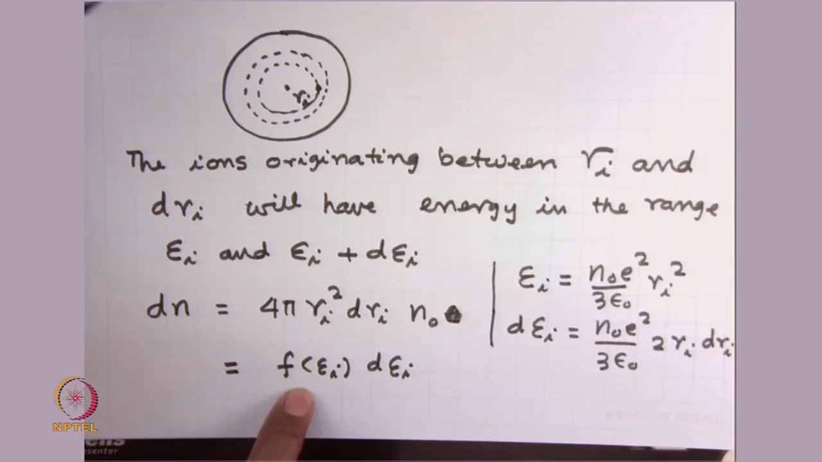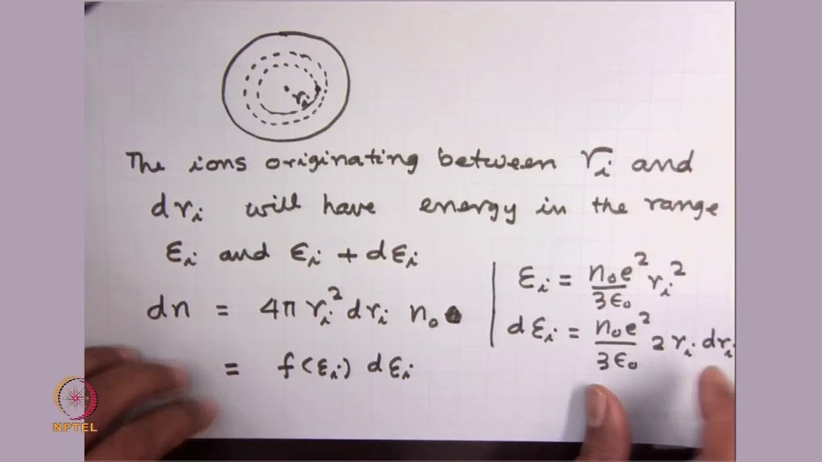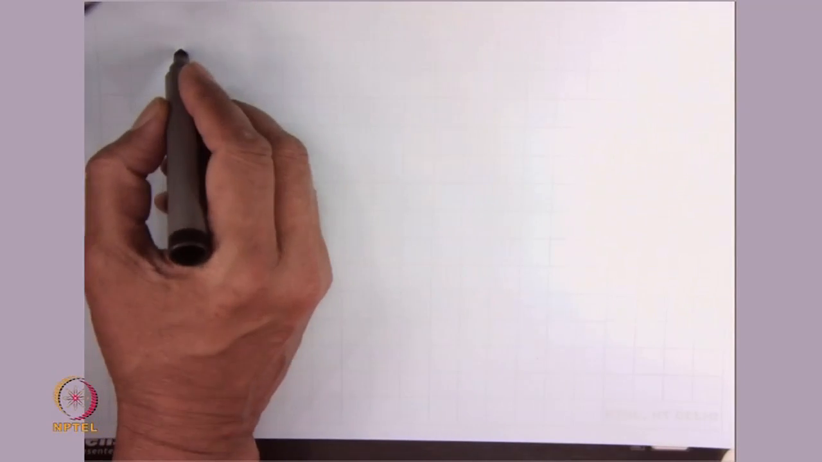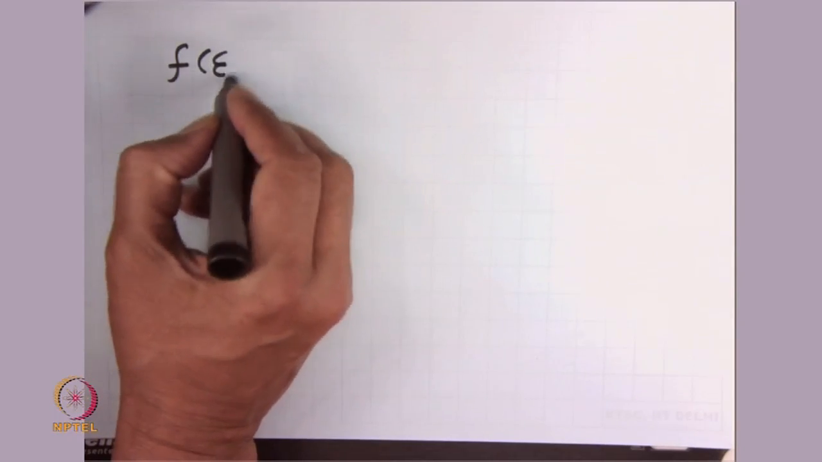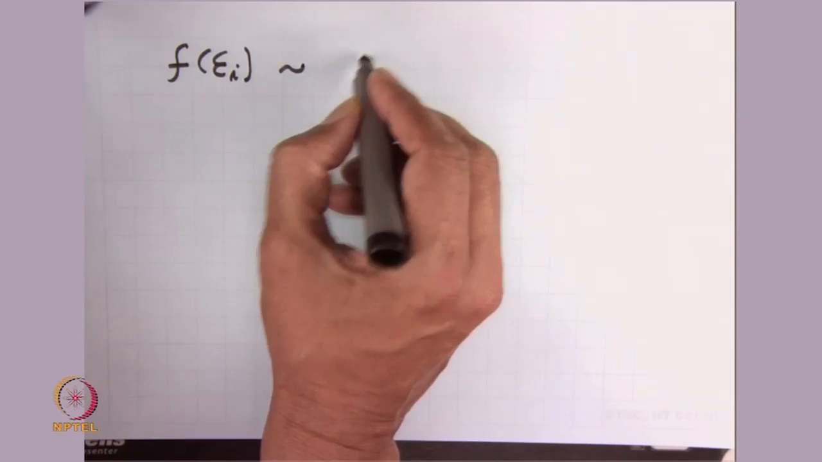This is called the distribution function. So, this is the energy distribution function of ions, and this turns out to be proportional to Ei to the power half. The interesting part is that the distribution function turns out to be Ei to the power half.